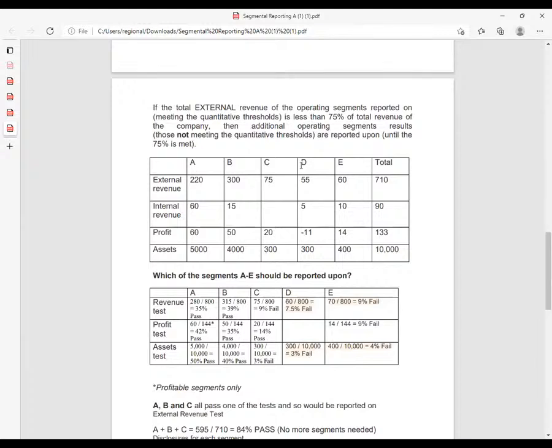So let us start with the revenue test. Tunaandika hapo kwa exam, revenue test. So we start with the first one, which is the revenue test.